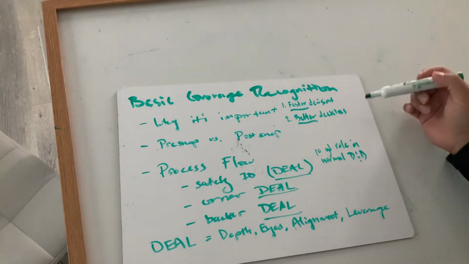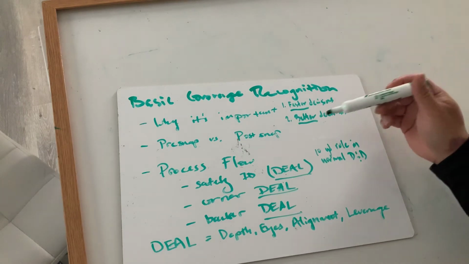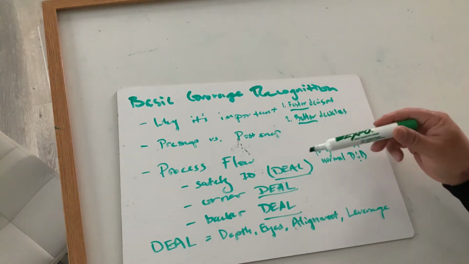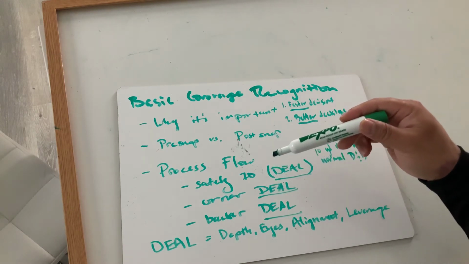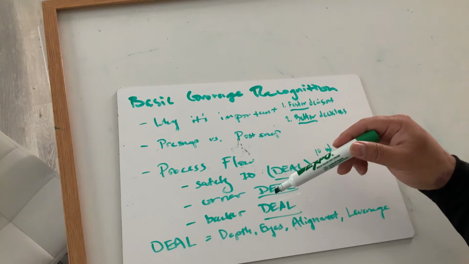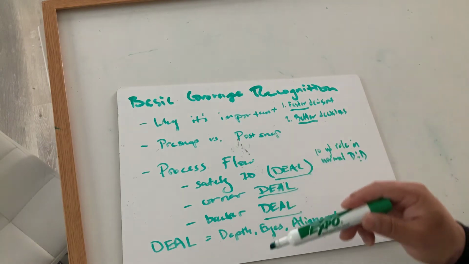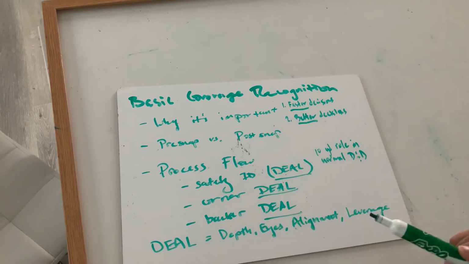So today I'm going to cover why basic coverage recognition is so important, talk about pre-snap and post-snap very briefly, and then we'll go into what I call my whole process flow, which is safety identification, looking at the corners' deal and looking at the backers' deal. And deal ultimately stands for depth, eyes, alignment, leverage.